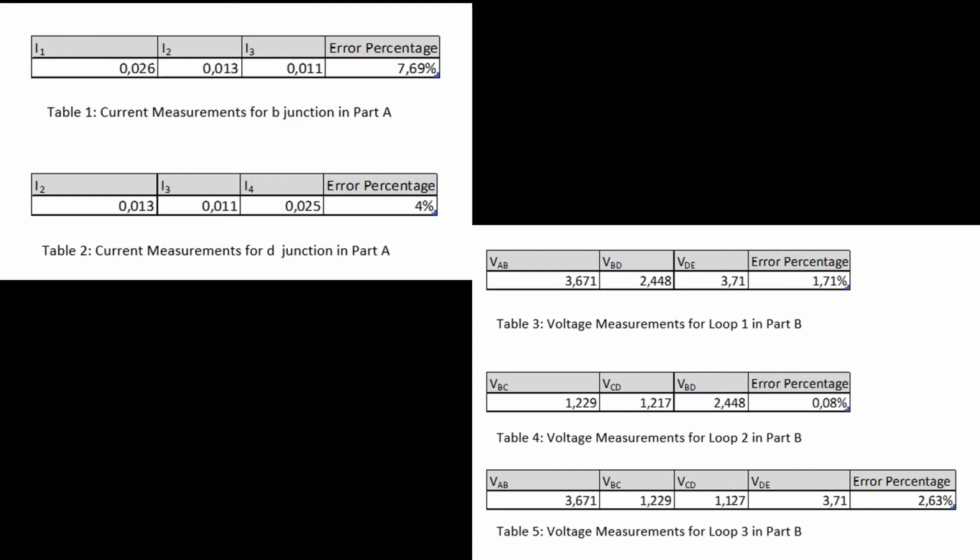As for result discussion, Kirchhoff's law for predicting part A and B's results was expected to be stable and reliable as the voltage and current of the systems observed were constant. Results fulfilled the expectations. The junction rule for DC circuits holds relatively true for junction B and D in part A, with an error percentage of 7.69 and 4 respectively. Also from part B, it can be seen that Kirchhoff's loop rule holds true for a DC circuit in the observed loops 1, 2, and 3, with an error percentage of 1.71, 0.08, and 2.63 respectively.